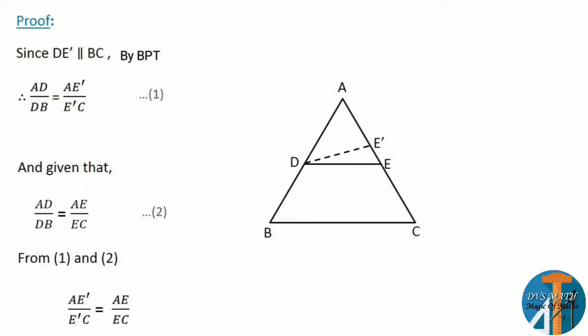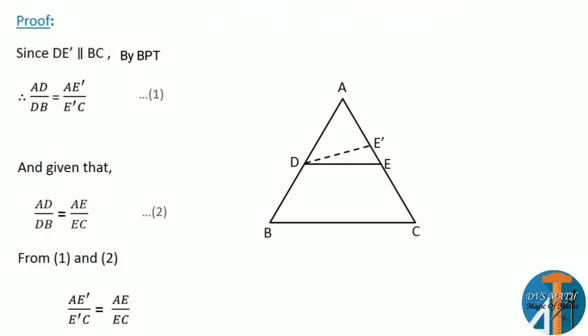Then in the given data we have AD by DB equals AE by EC. Write it. So in both cases, the LHS is equal. Observe: just by taking DE dash parallel to BC, we applied BPT and took these two sides in the same ratio. Take it as equation 1. In the given data, they gave AD by DB equals AE by EC, the two sides divided in the same ratio. Take equation 2. Now observe equations 1 and 2. In both cases the LHS are equal. So if the LHS are equal, we can take the RHS as equal from 1 and 2.